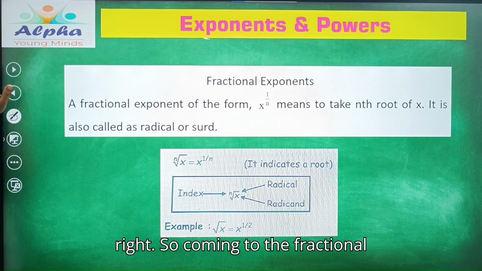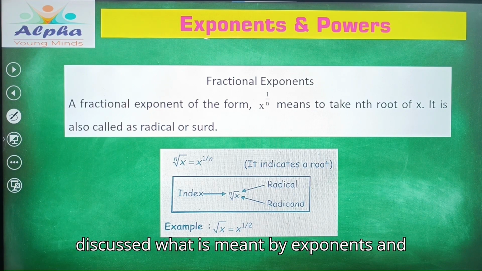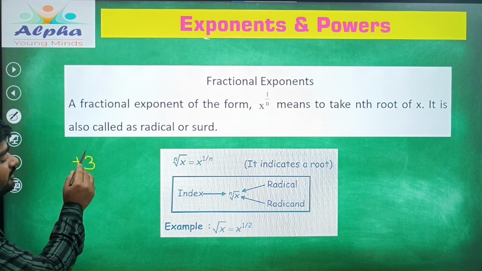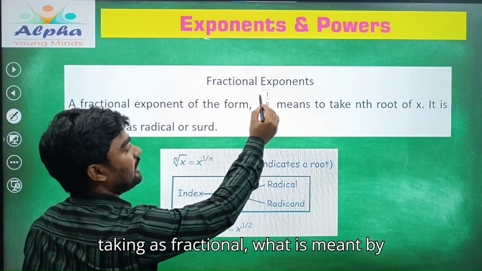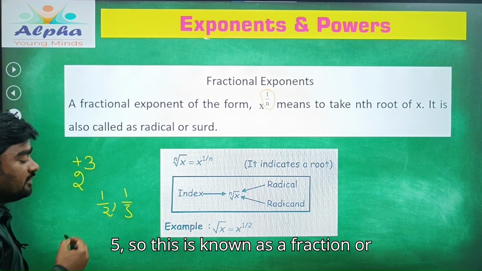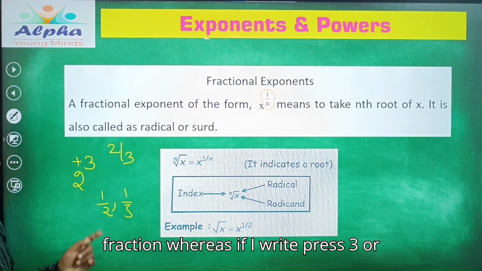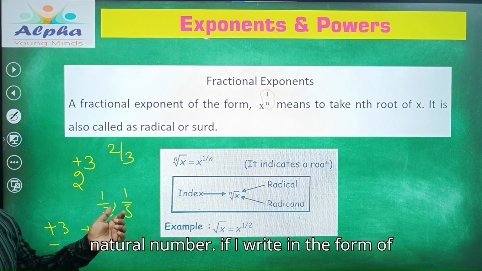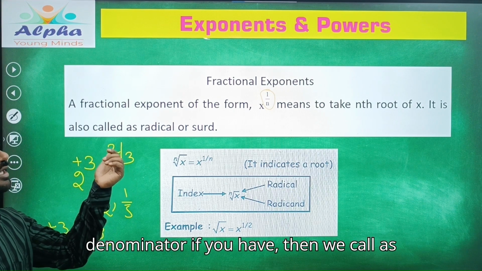Right. So coming to the fractional exponents. What is meant by fractional exponents? Just now we have discussed what is meant by exponents and powers. If I write 2 to the power of 3, this is a normal natural number. So what is meant by fractional exponents? The power we are taking is a fraction. What is meant by a fraction? Like 1 by 2, 1 by 5, or 2 by 3. This is representing a fraction, whereas if I write plus 3 or plus 5, this is representing normal natural numbers. If I write in the form of 2 by 3, 1 by 2, 1 by 5, with a numerator and denominator, then we call it what?